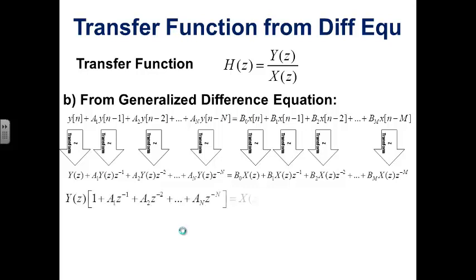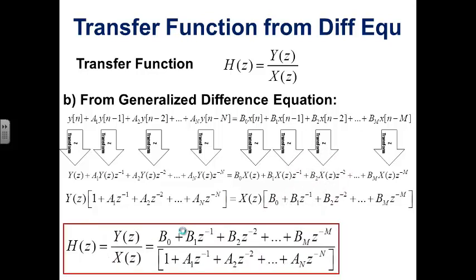Factor out the Y's on one side and the X's on the other. Rearrange them for H of Z. And you will always have a transfer function, a system function, H of Z, that has this form. It has the difference equation coefficients, the b coefficients, in the numerator, the a coefficients in the denominator, ascending powers of z for both, and that's it. It's always going to be that form.